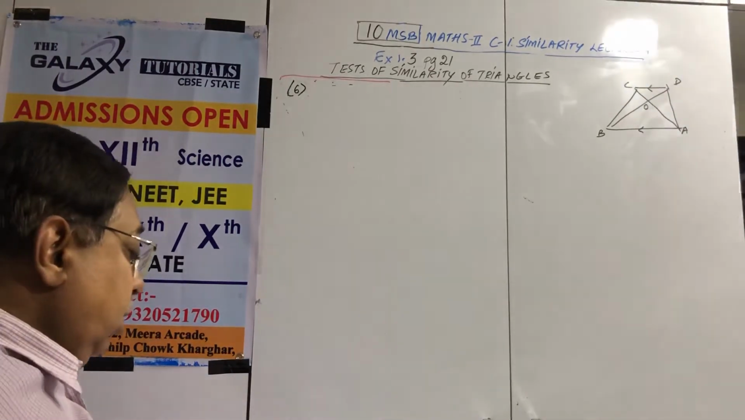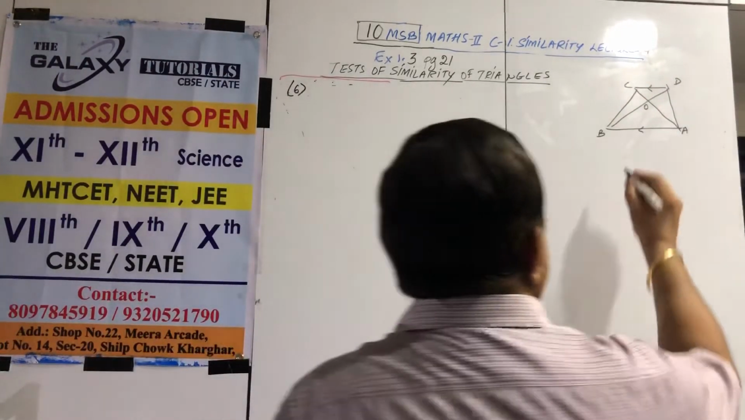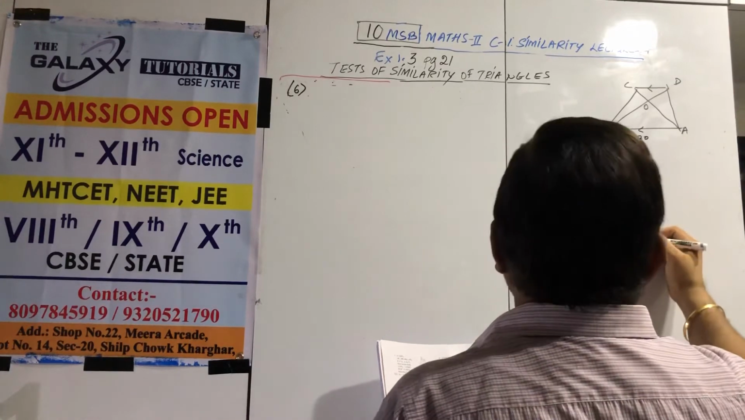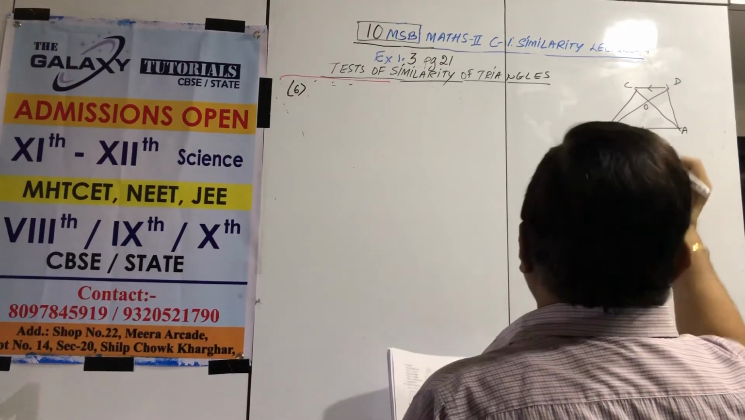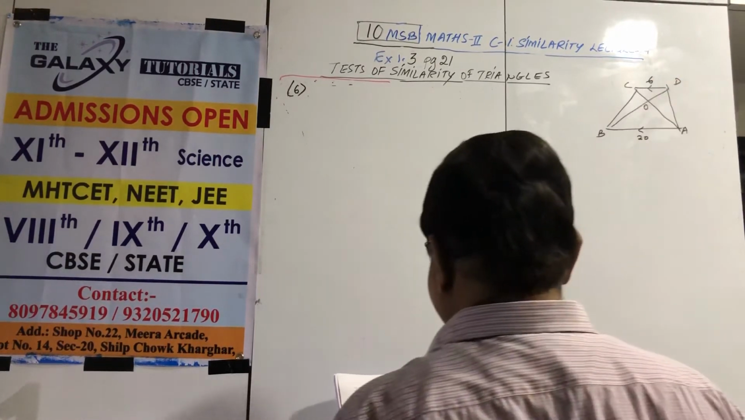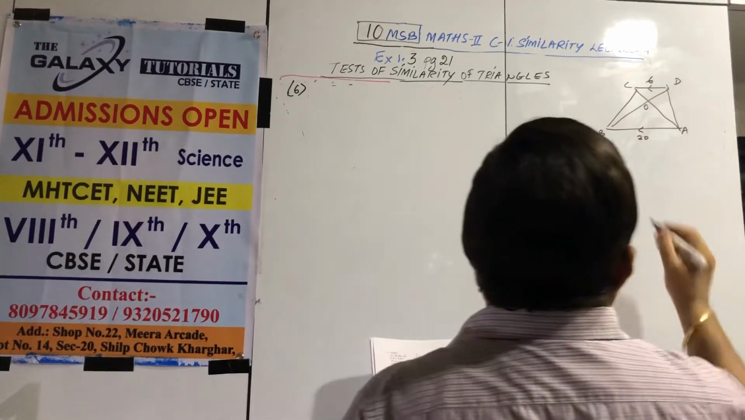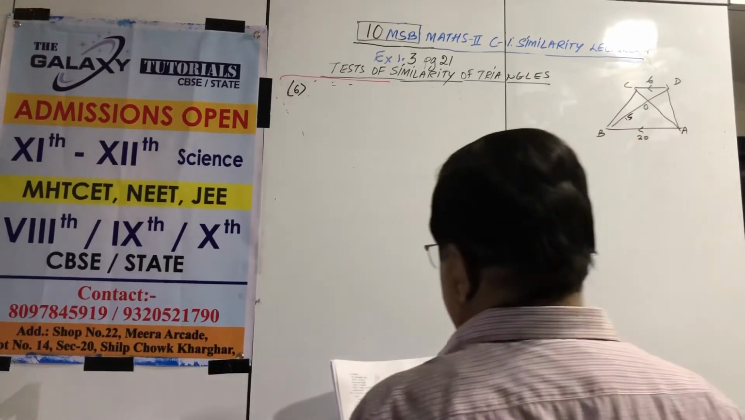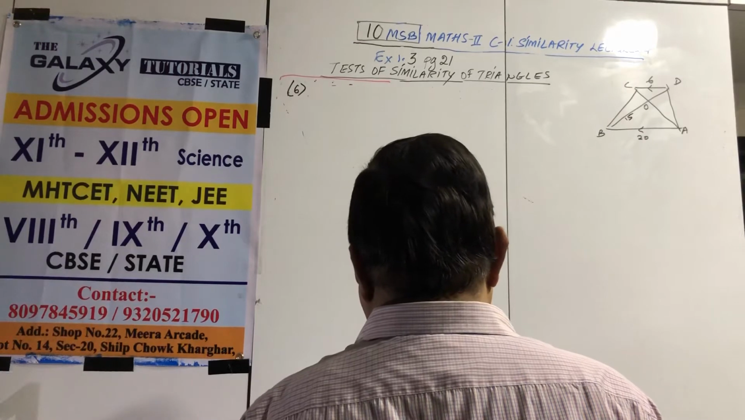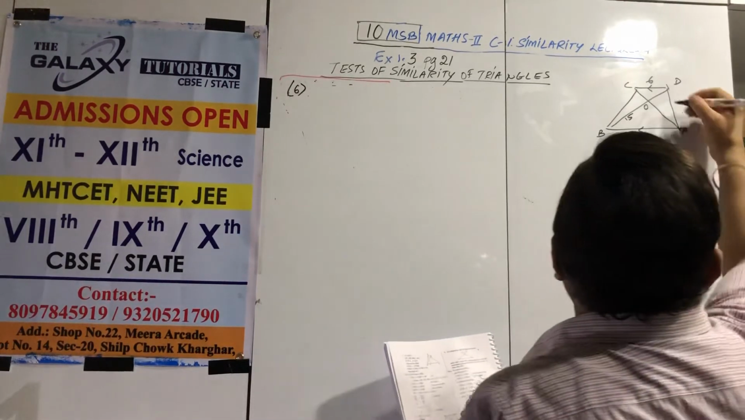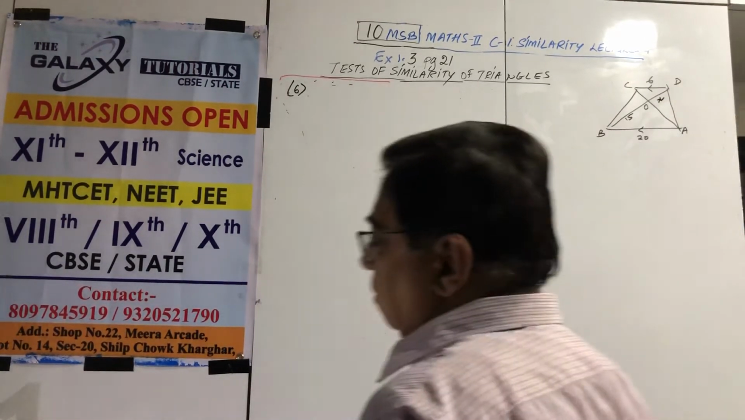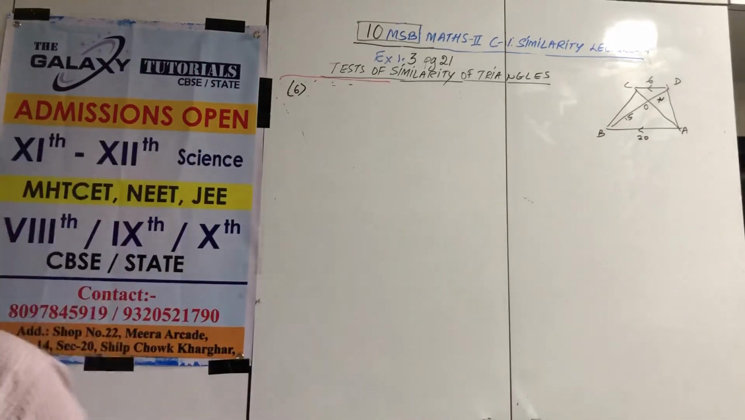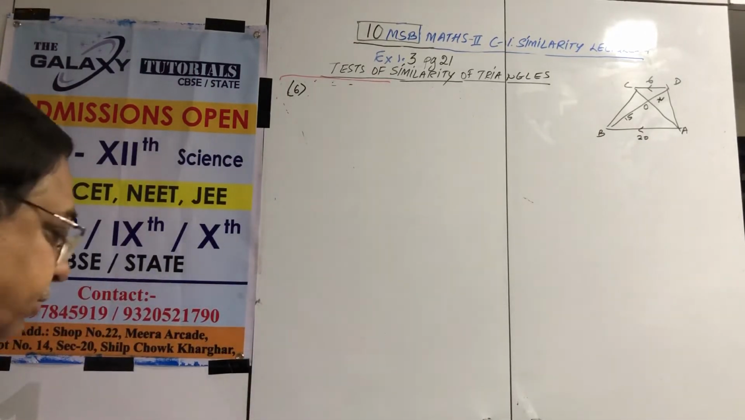Perfect. AB is 20. DC is 6. OB is 15. And we are supposed to find OD. How much is OD? This is what the sum says, sum 6.